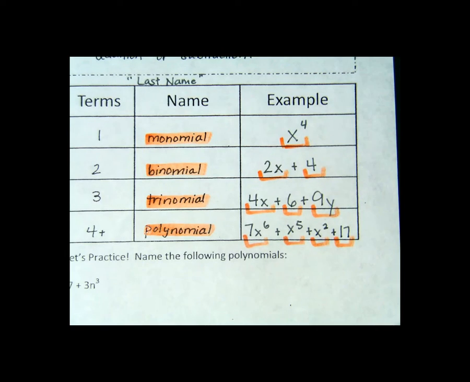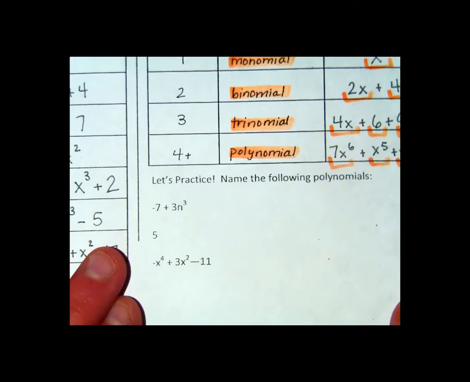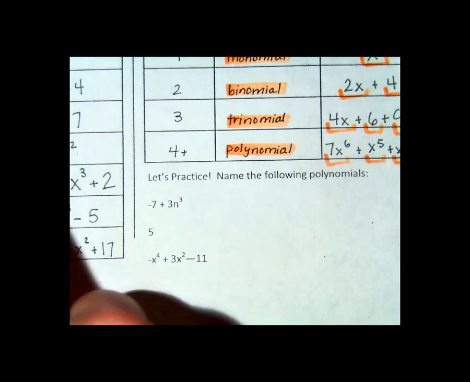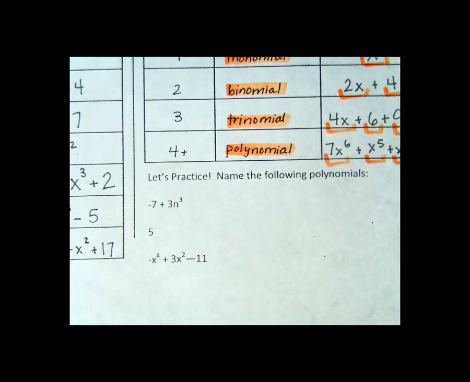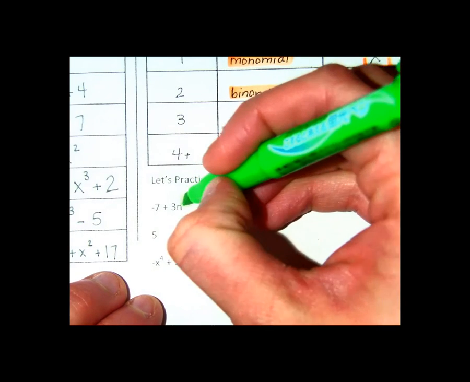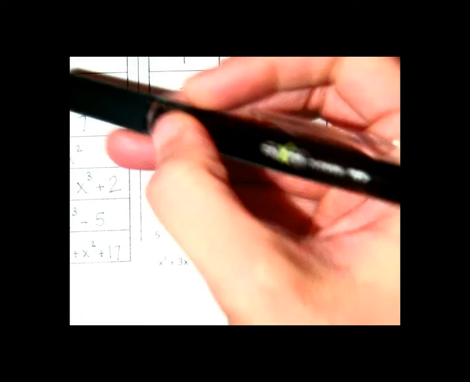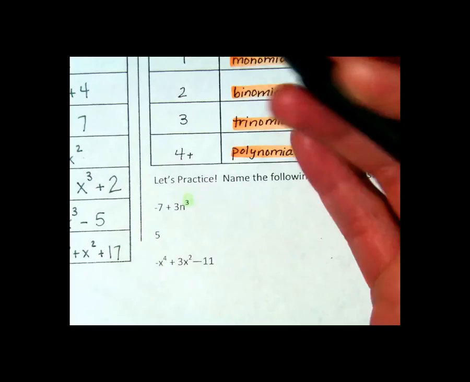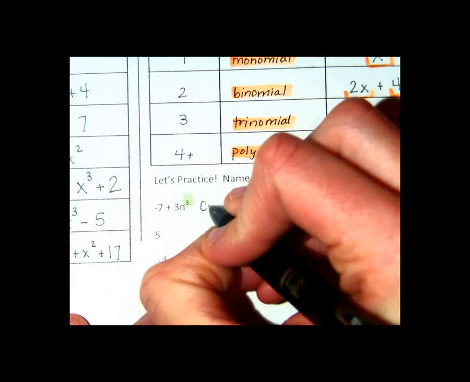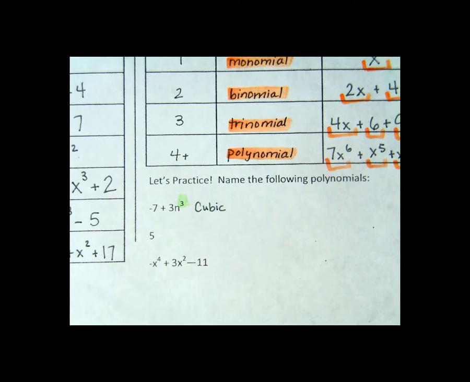Okay, let's practice the 3 at the bottom of this. It says name the polynomial. So we're going to get the first name from over here. To decide what the first name is, take your green highlighter and highlight the highest exponent. What is the highest exponent? This 3 right here. I'm going to need a new green highlighter. Looking at our chart, having a degree of 3 means this is a what? It's cubic.